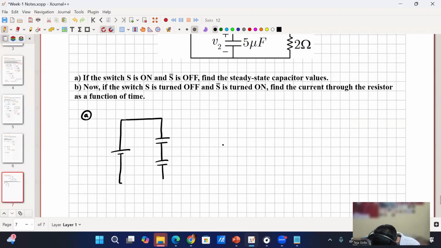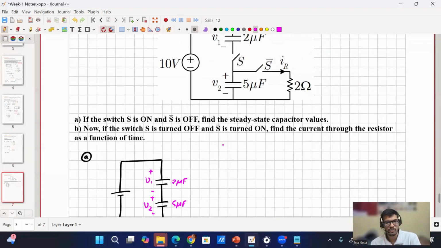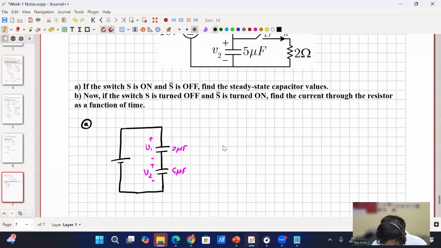So we have something like this. This is 2 microfarad. This is 5 microfarad. This is plus minus V1, this is plus minus V2, and then this is 10 volt. If you apply KVL, you will get that V1 plus V2 is 10 volt.